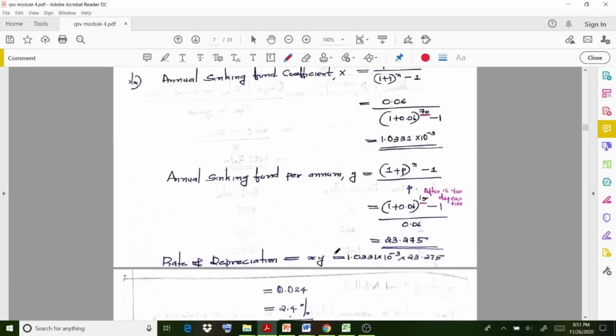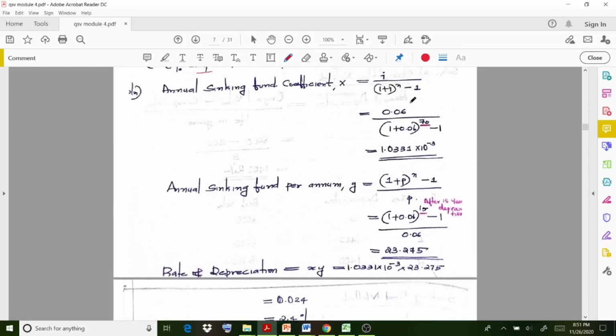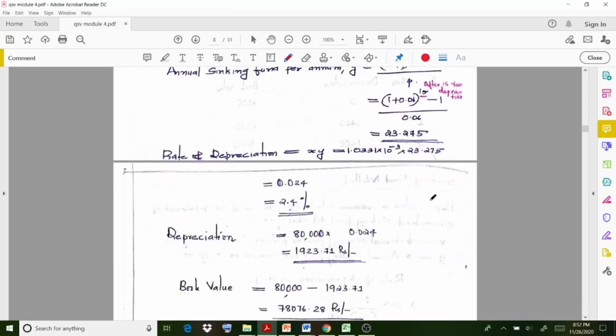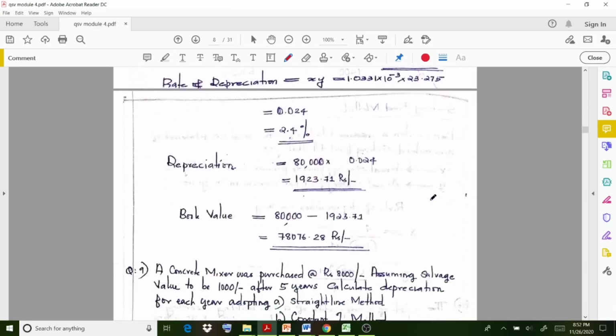In this case you have to check this n in the annual sinking fund coefficient. Here you have to write down the 70 years, the future or utility life, and substitute that. But for the annual sinking fund per annum, you substitute whatever we need to calculate. So using these equations you can calculate those values also.